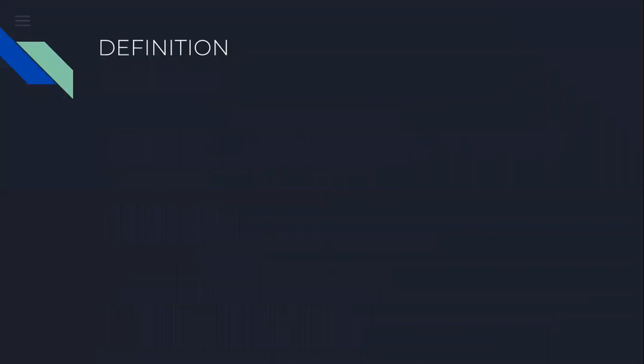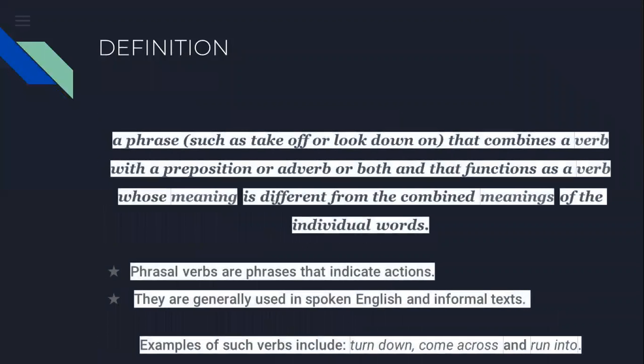Okay. Let us see the definition of phrasal verbs. A phrase such as take off or look down that combines a verb with a preposition or adverb or both, and that functions as the verb, whose meaning is different from the combined meanings of the individual verbs. So this is the definition of phrasal verbs. Let us see what a phrase is first. A phrase is a combination of two or three words put together to give a single meaning.